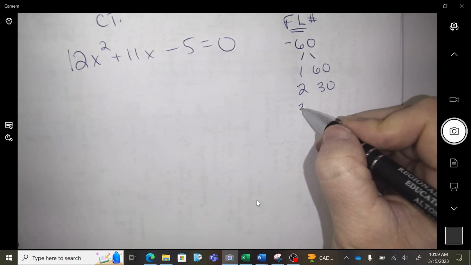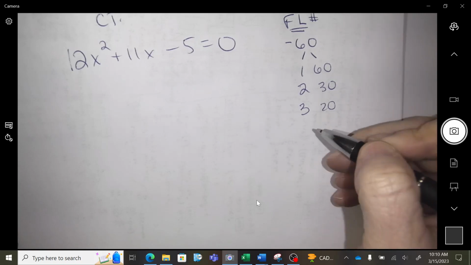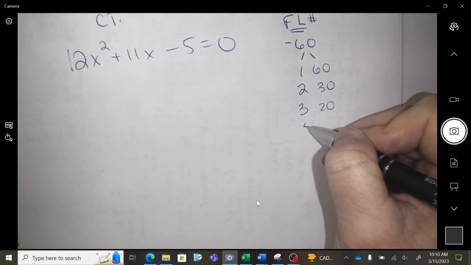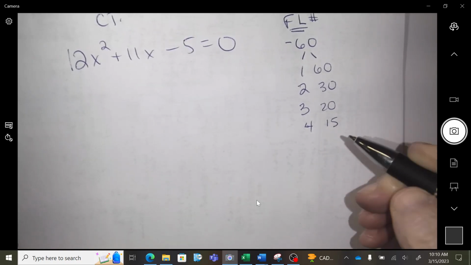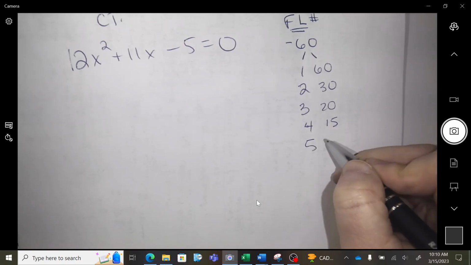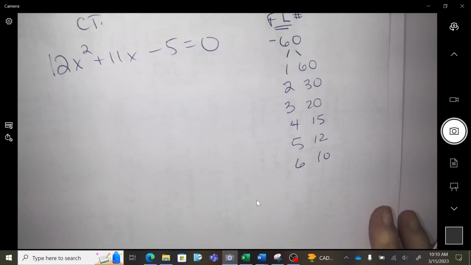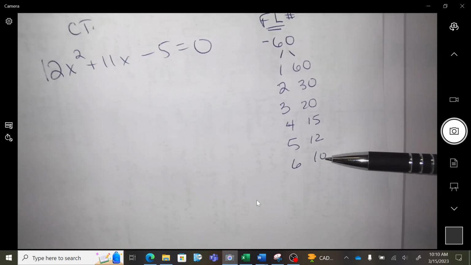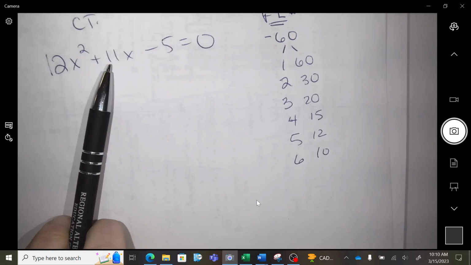Is it divisible by 3? 3 and 1. 3 times 20. Is it divisible by 4? 2 times 5. 4 times 15. Is it divisible by 5? 5 and 12, and then 6 and 10. Okay, now out of those sets, I need one of these sets to work to add to the middle.